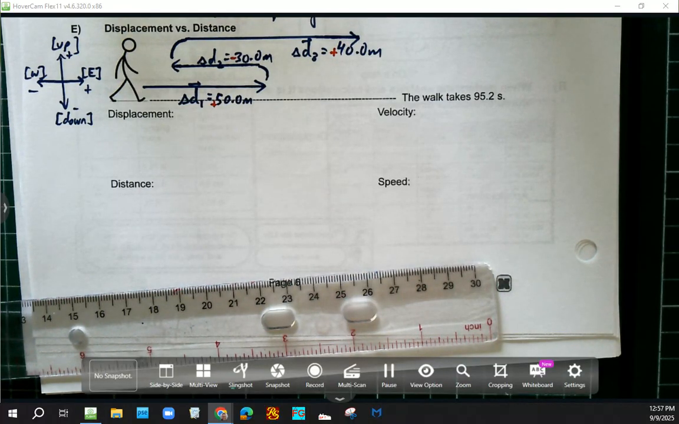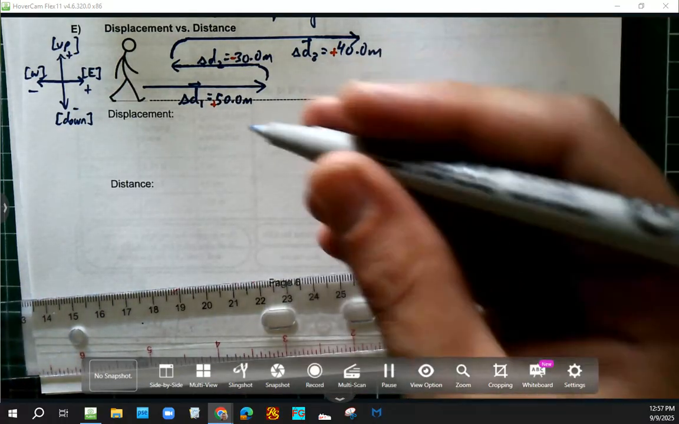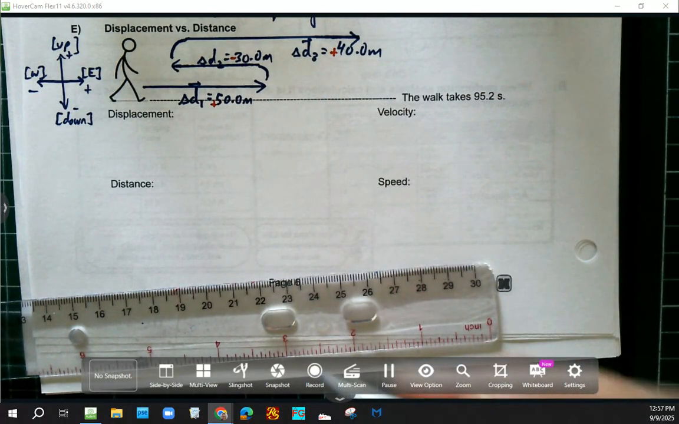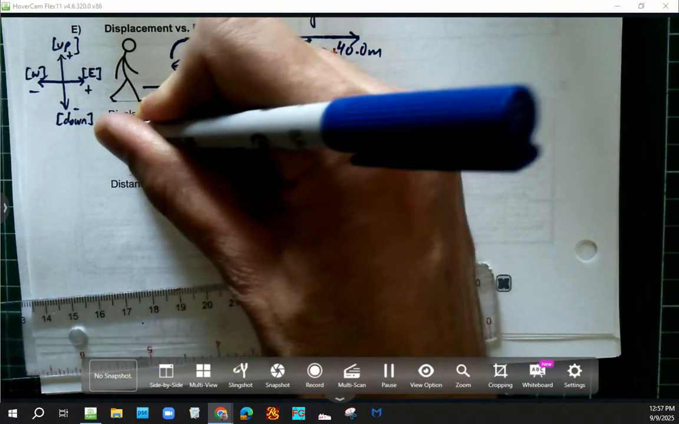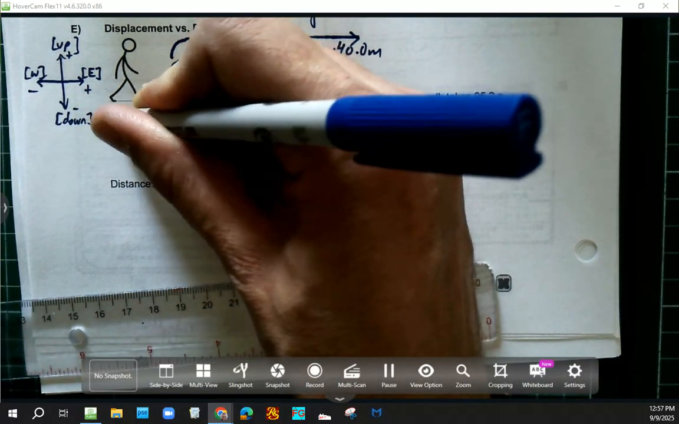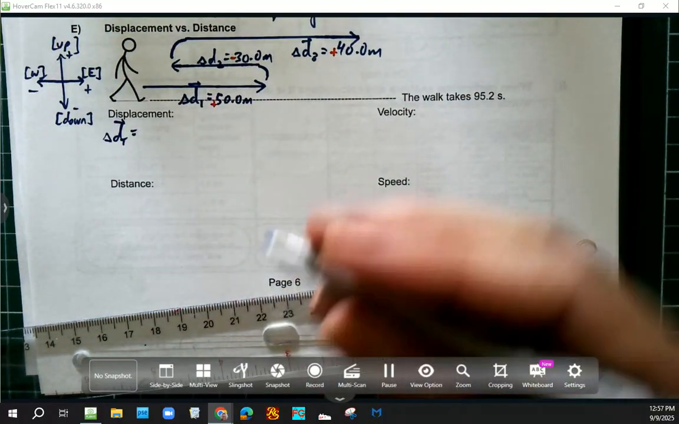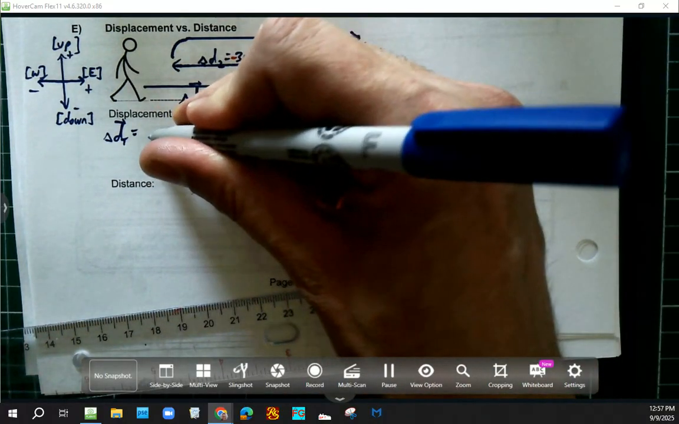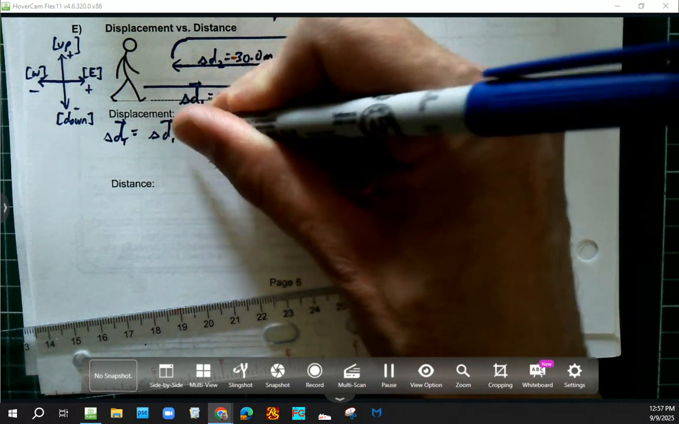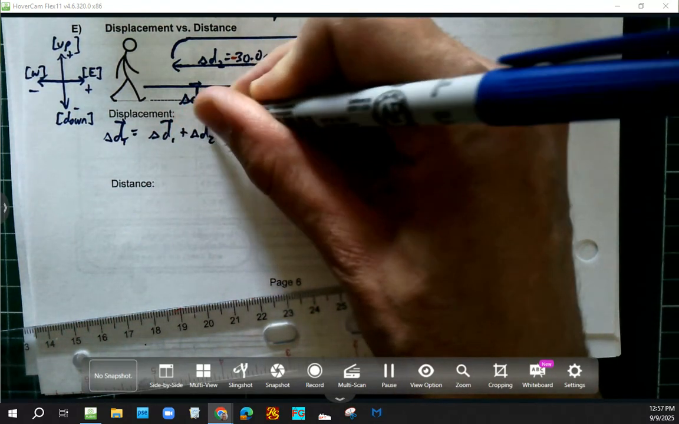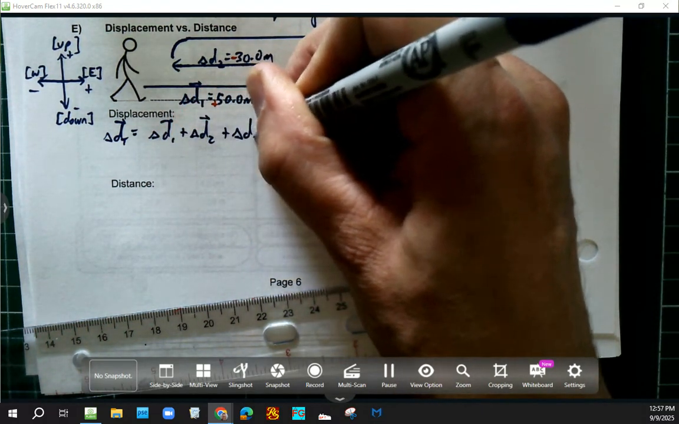And somebody comes along and says, hey, could you please calculate the displacement that this student walked? And they say, oh yeah, no problem, I can do that. Delta D total, that's what the subscript T is for, total. The total displacement is the sum of all your little displacements. Displacement 1, displacement 2, displacement 3.